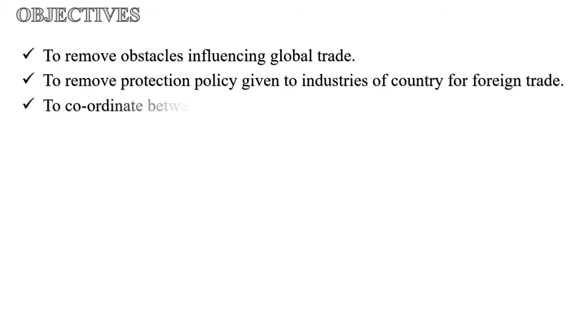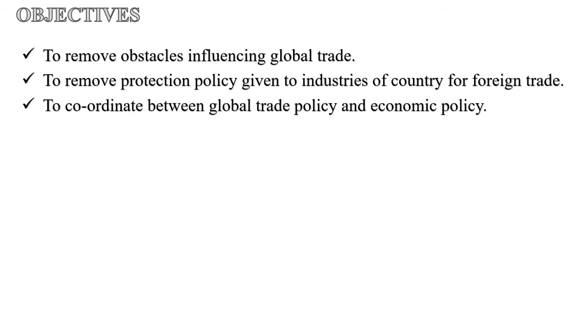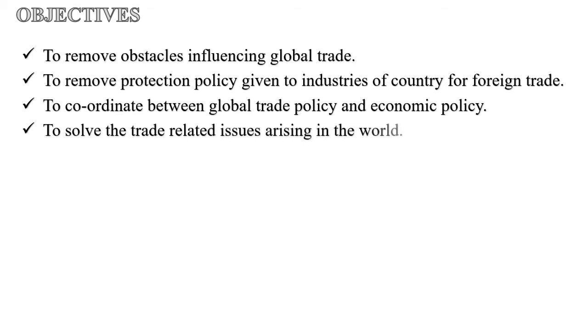Number three, to coordinate between global trade policy and economic policy. That means to connect the economic policy of a nation and the global trade policy of the world so that they can move together. The fourth one, to solve the trade related issues arising in the world. That means if any problems are there in the world related to trade at the world level, then WTO will interfere and try to solve them.